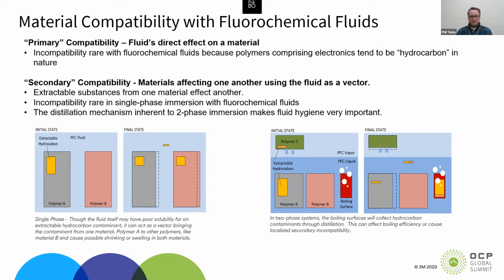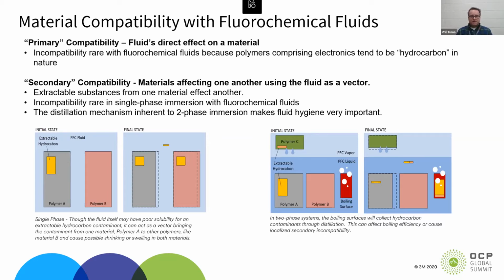But that doesn't mean fluorochemicals are free of their issues. There are a lot of extractable substances in a modern computer system. And these materials can come into the fluid and then they can migrate to other materials. We call this a second order or secondary compatibility.